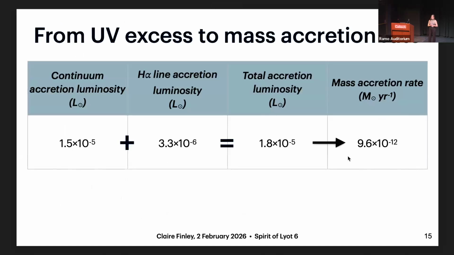So taking the best fit hydrogen slab model in combination with the H-alpha line accretion luminosity, this gives us our total accretion luminosity for the system, which is about 2 times 10 to the negative 5 solar luminosities. This translates to a mass accretion rate of about 1 times 10 to the negative 11 solar masses per year.